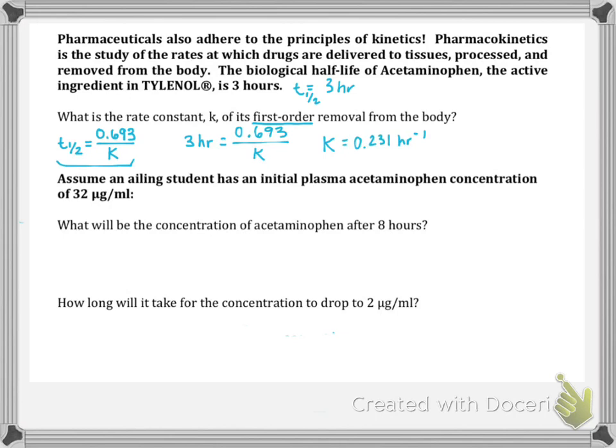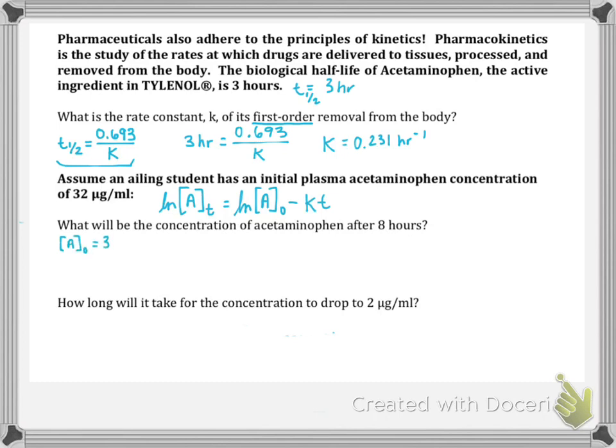So now they ask us what the concentration of Tylenol is in the body after 8 hours if a student starts with 32 micrograms per mil. And so when they gave us an initial concentration and time and ask us for a final concentration, we'll use our first order integrated rate law expression, which you can find on the data sheet. And it's the natural log of concentration at some time is equal to the natural log of our initial concentration minus kt.